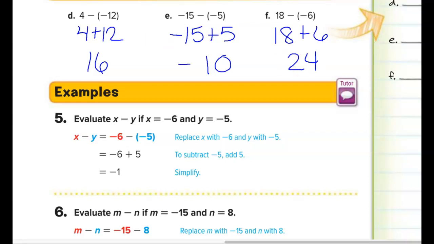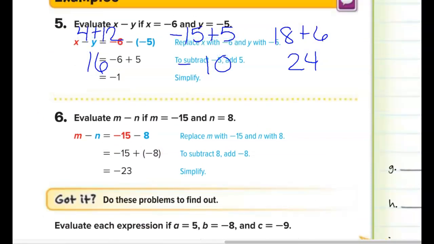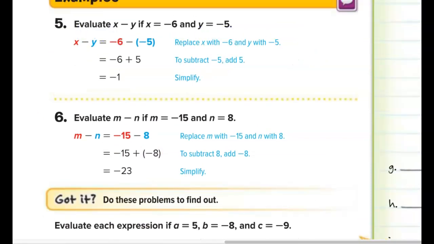Okay. Last examples I got for you. Example 5 and 6. Evaluate x minus y if x equals negative 6 and y equals negative 5. What do I need to do first, Truman?